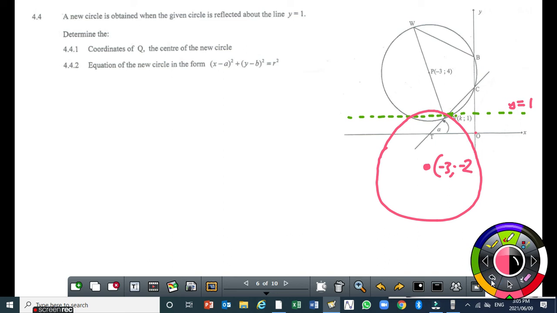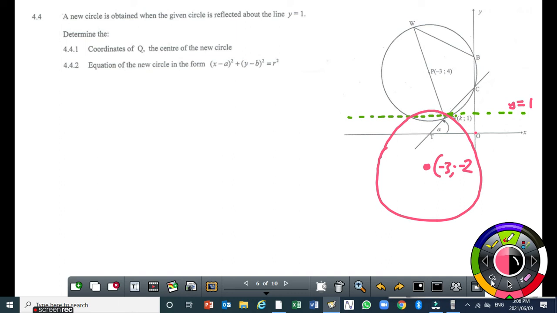No, it's common sense. Look here. Remember, this is a line of reflection, right? The line of reflection. That's like our reference point. So the distance from this line of reflection, y equal to 1, to the center of the circle: if the value of y is 4, from positive 4 to positive 1, how many units are there? 3. Oh, you understand.